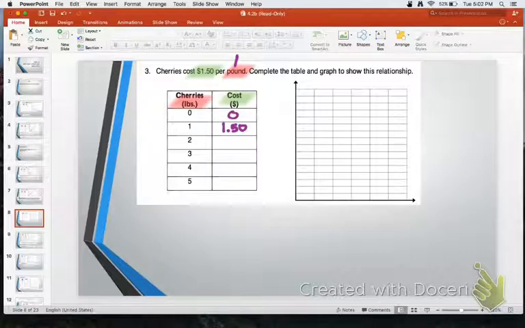Now, let's talk about our unit rate a little bit more. When I do my unit rate, that's what I'm going to times my other numbers by. Because if I look at it, I say something times 1 will get me to $1.50. Well, that has to be 1.50. So I'm going to times all of these by 1.50 to fill in my chart.